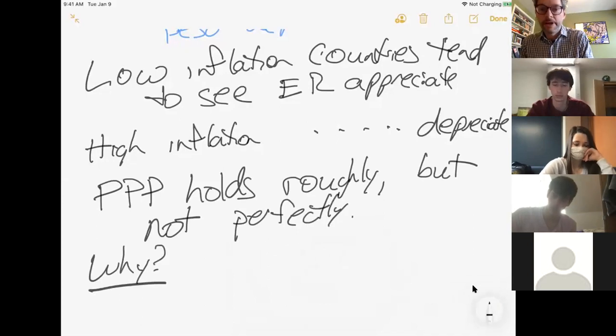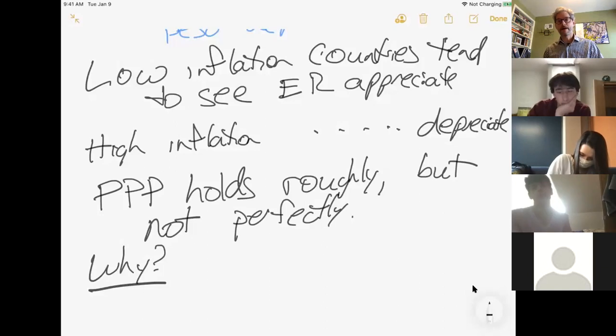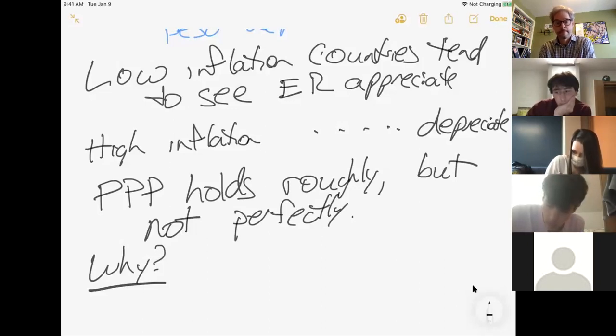So purchasing power parity holds roughly, but it doesn't hold perfectly. Why? Well, I think maybe one way to think about this is purchasing power parity shouldn't just hold between countries, it should hold within countries as well. Is there purchasing power parity between Mount Vernon and Chicago? Are the prices of similar goods the same in Chicago as they are in Mount Vernon?